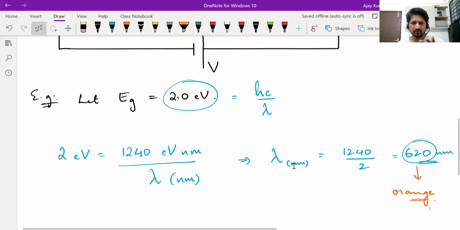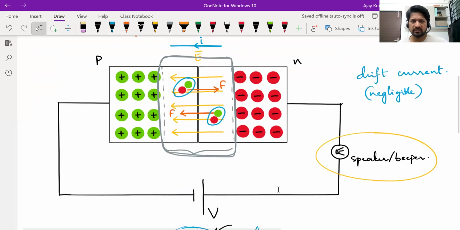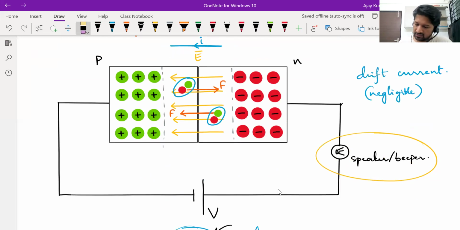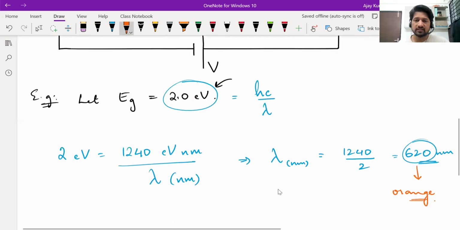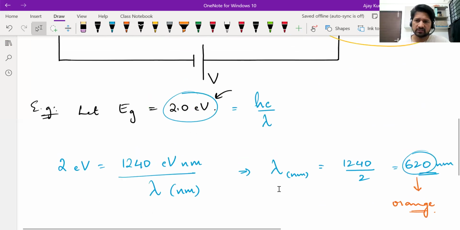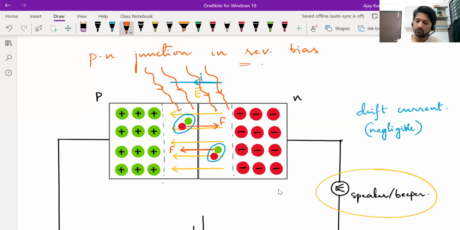So basically, if there is a PN junction made of a semiconductor whose energy gap is 2 electron volts or around 2 electron volts, in reverse bias it won't produce current normally. But if radiation is incident, and where should it be incident? Radiation should be incident on the depletion region. We found that for 2 electron volt, the wavelength of radiation required is about 620 nanometers, which corresponds to orange color. So if orange colored radiation is incident on the depletion region, what will that lead to? It will lead to creation of a large number of electron hole pairs.